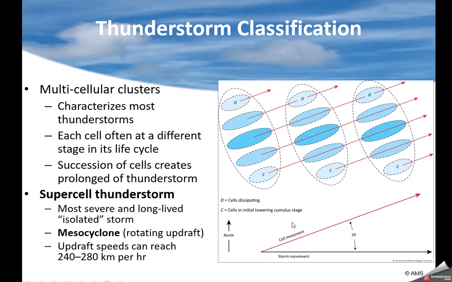And notice that these storms are all moving towards the northeast, but because the new cells are always forming way down here in the southern end and continue to form down there, the actual translation of this cluster of thunderstorms is to the east. So while the individual thunderstorms are moving northeast, the actual area of thunderstorms is moving to the east.